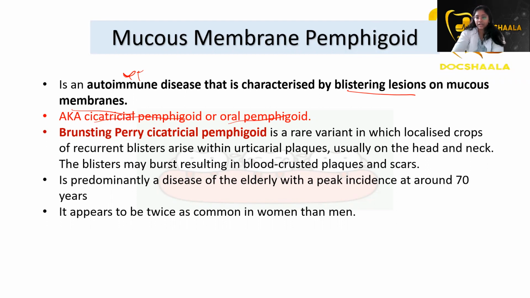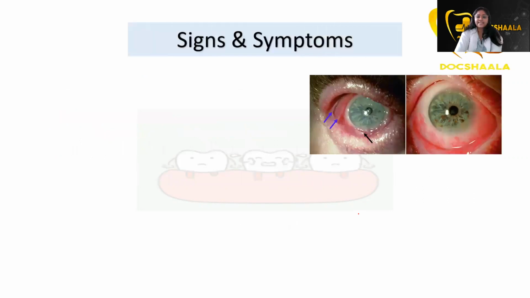You know what a plaque is, right? The 1 mm raised tissue that we see. So that is like that, and it is predominantly a disease of the elderly. The peak incidence is around 70 years of age. It appears to be twice as common in women as in men. Okay, so let's see the signs and symptoms.